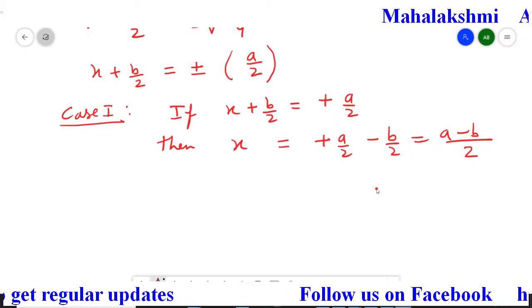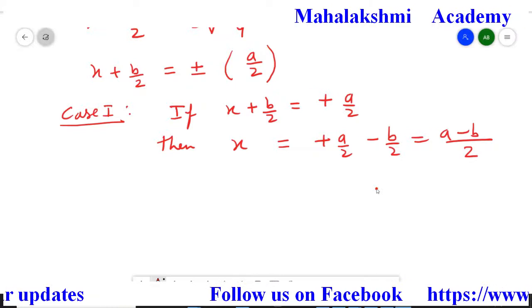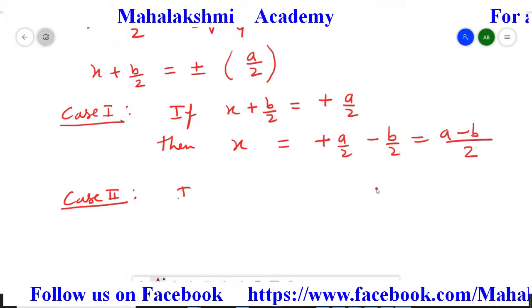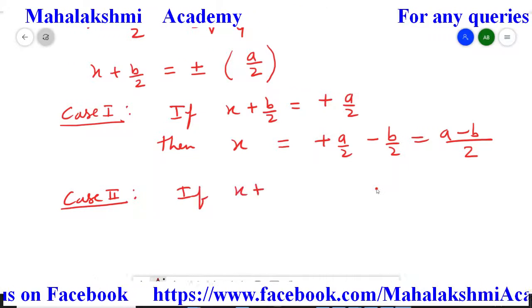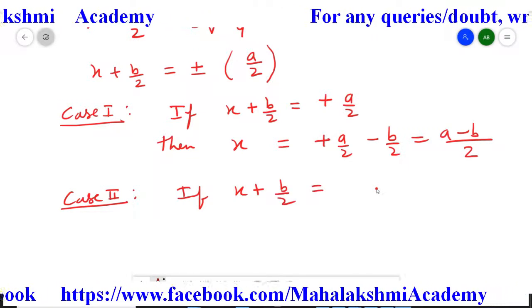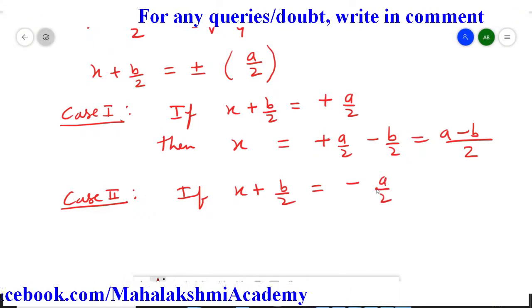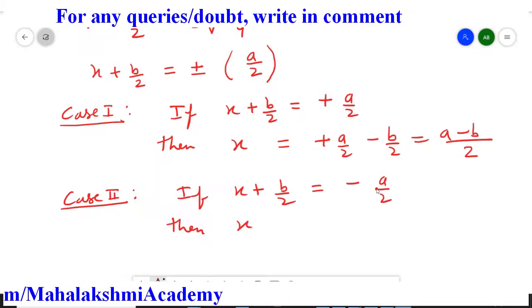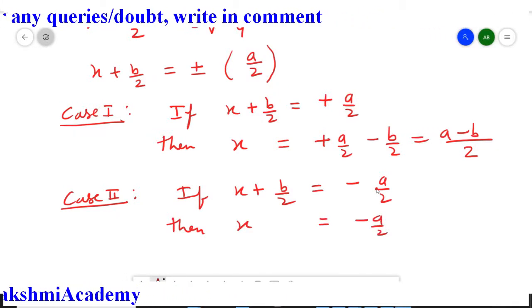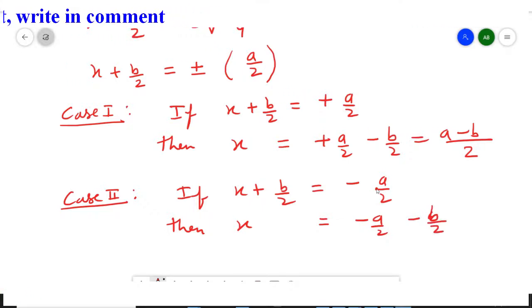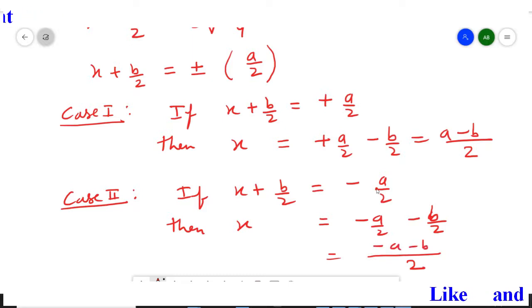Now case second we have to take. In case second we have to write down: if x plus b upon 2 is minus a upon 2, in that situation, what is x we have to calculate. So minus a upon 2 as it is, and b upon 2 we are shifting again, so it's going to be minus b upon 2. Again just take the LCM. So when you take the LCM, it's going to be (minus a minus b) upon 2. That's it. So that's our answer.